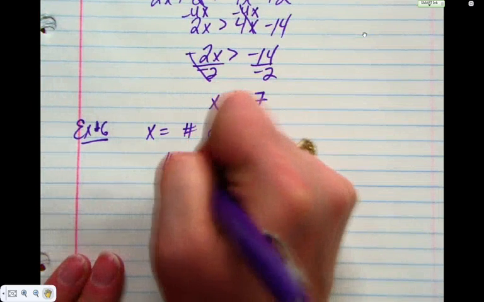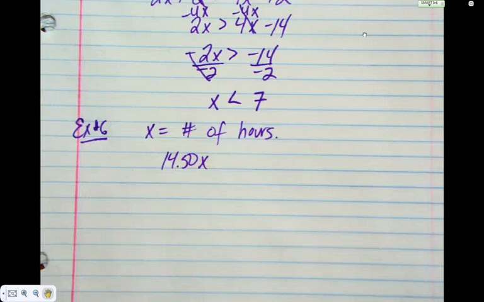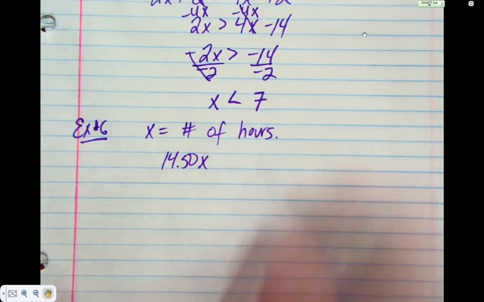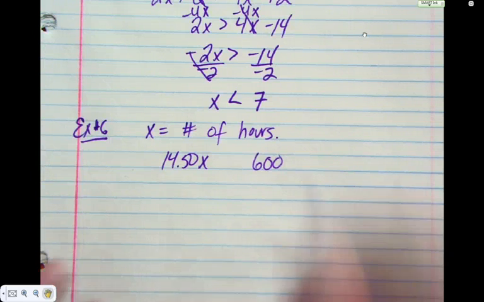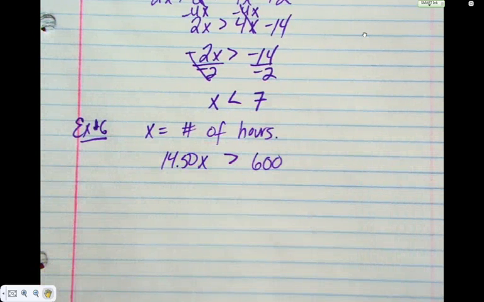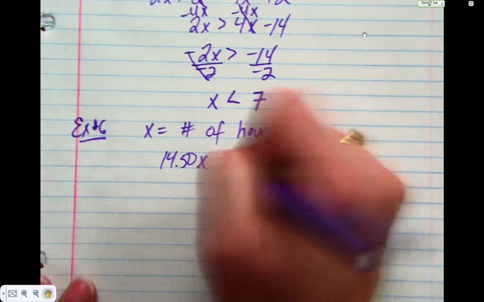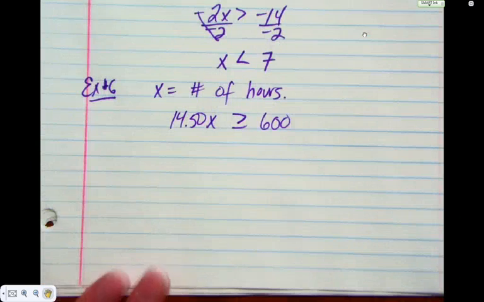So she gets $14.50 per hour, so that's $14.50 times x. Something about 600, but we're not going to put an equal sign. What do we want this to be? Greater than or equal to, less than or equal to? Greater than or equal to? So does at least 600 include 600 on the nose? Yeah, so greater than or equal to. Go ahead and solve it.